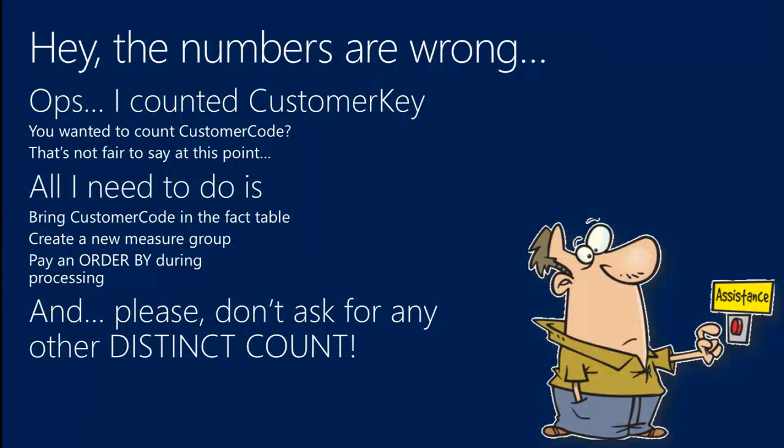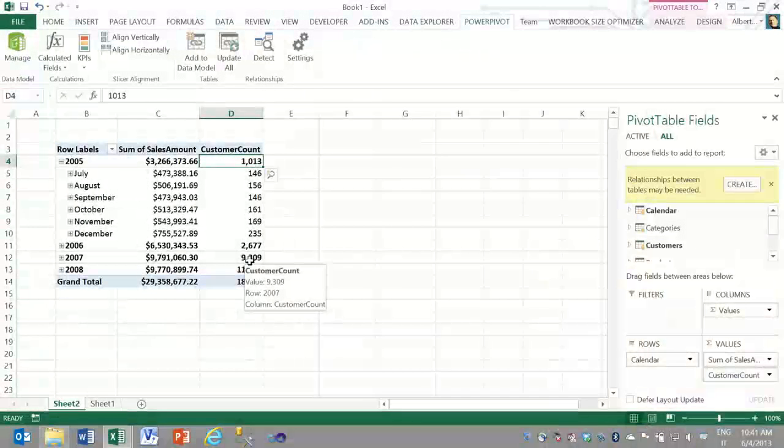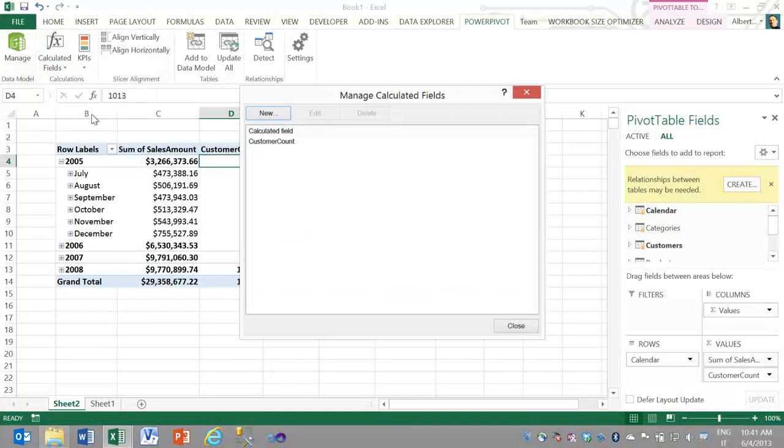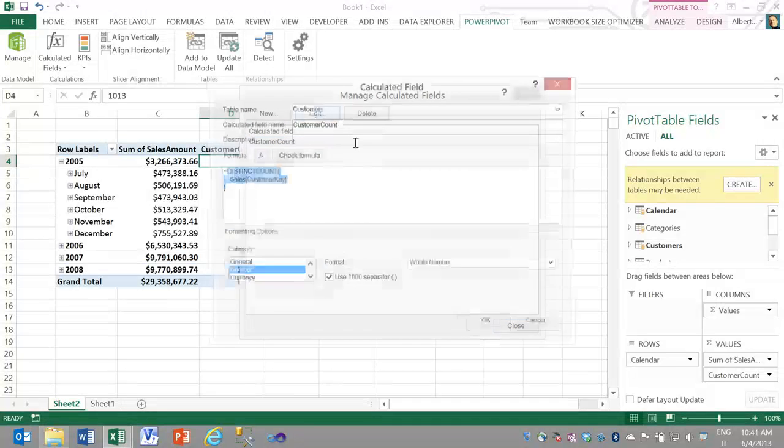Again, we are not using multidimensional, we are using tabular. So what we do is modify our code and say, yes, what you want to do is not computing the customer count, the number of customer key. You want to compute the distinct count of the customer code for only the codes that exist inside my fact table. And so you just modify again your code.